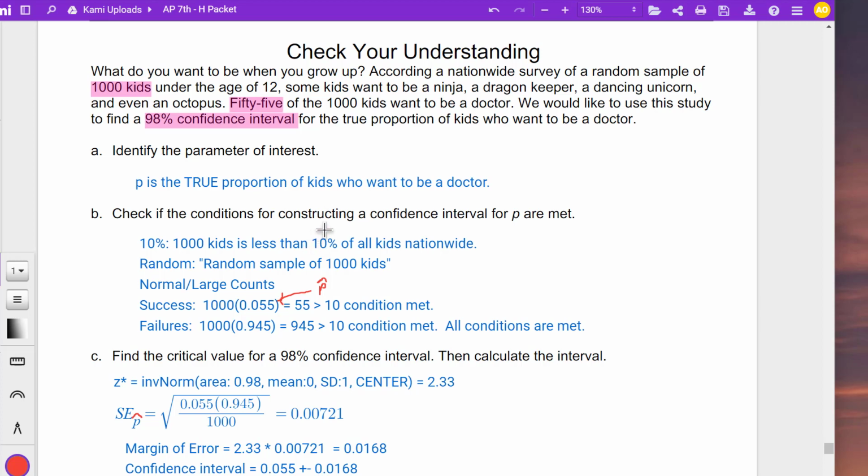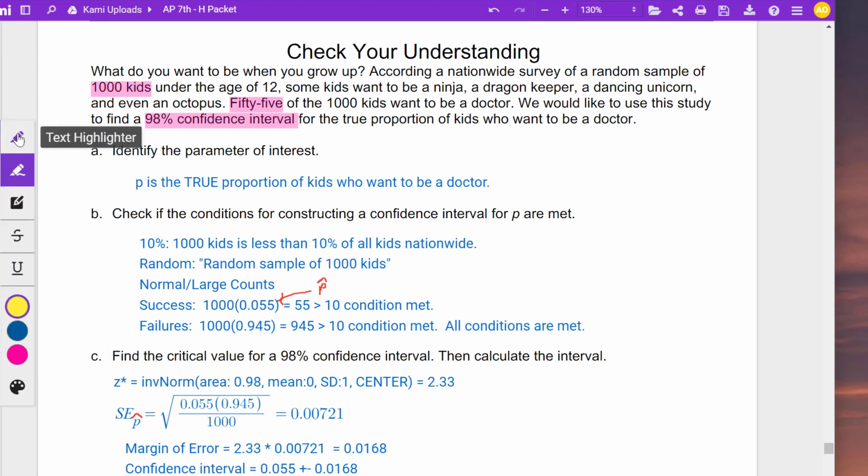So we're going to check the conditions to see if we can construct a confidence interval. 1,000 kids is less than 10% of all kids nationwide. It says random sample, right there. It tells you it's a random sample, so we're good. And then we check our successes and failures. Our successes are 55. Technically, I didn't have to calculate this because it was given there. And I could have just said 1,000 minus 55 to get the 945. So all conditions are met.